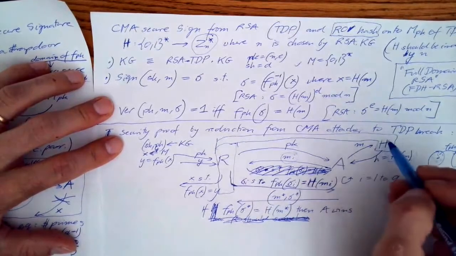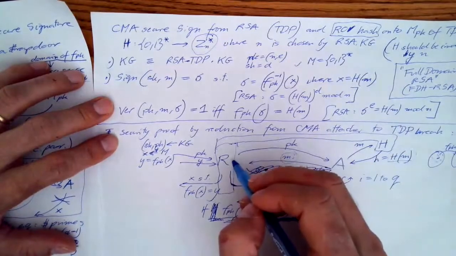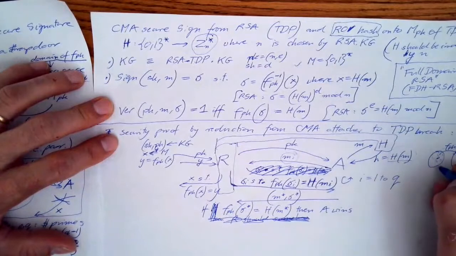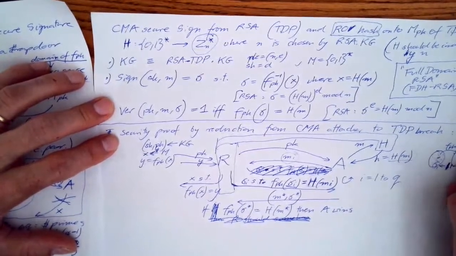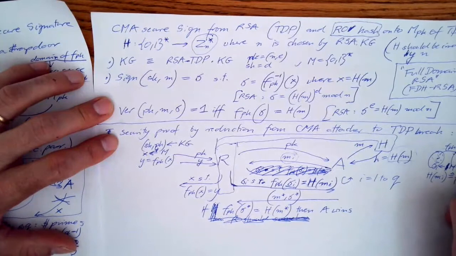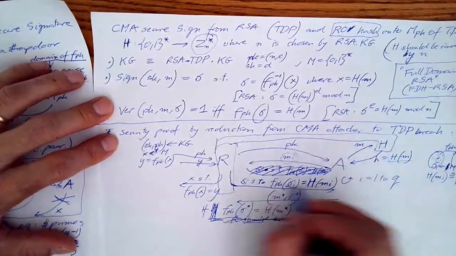Well, if all the hashes here are programmed by the reduction by choosing a random sigma_i in the space here, so it's just randomly chosen in the message space, and hash of m_i is defined to be f_pk on sigma_i.